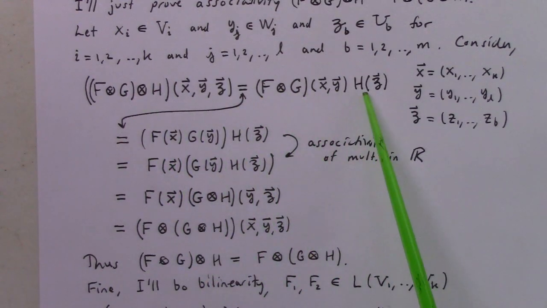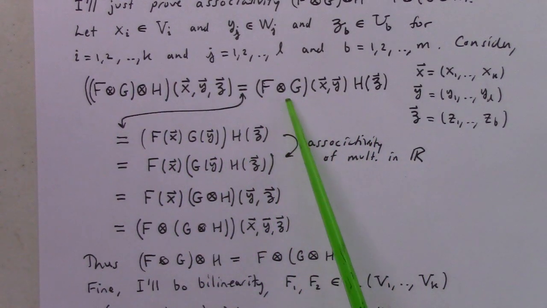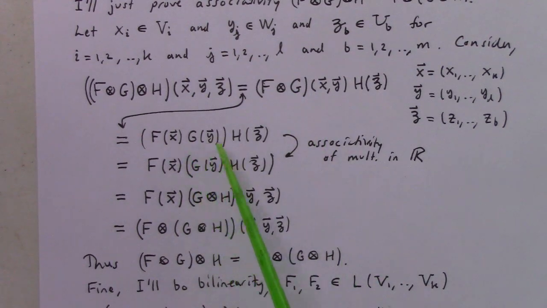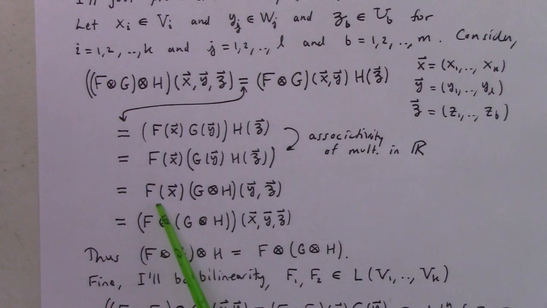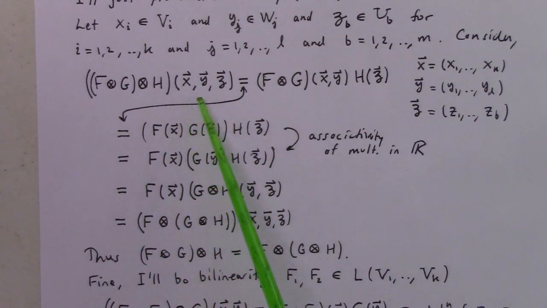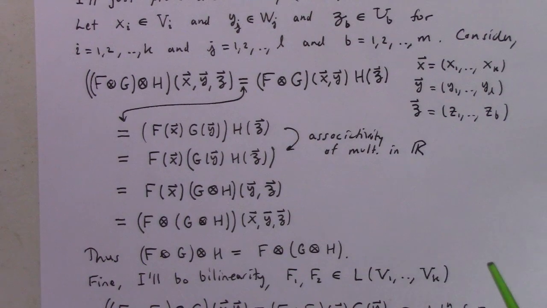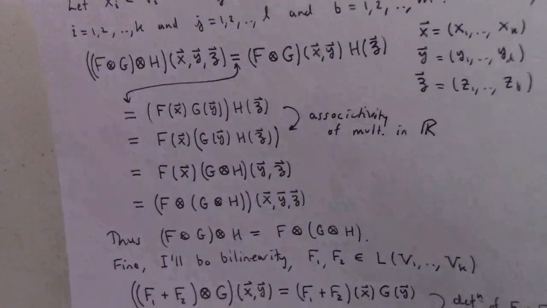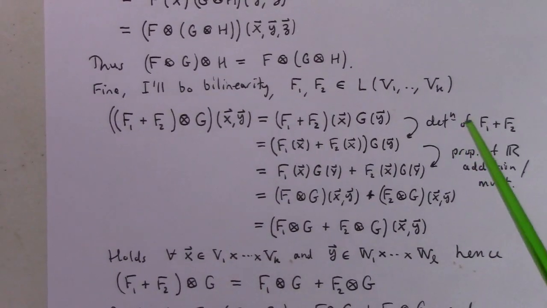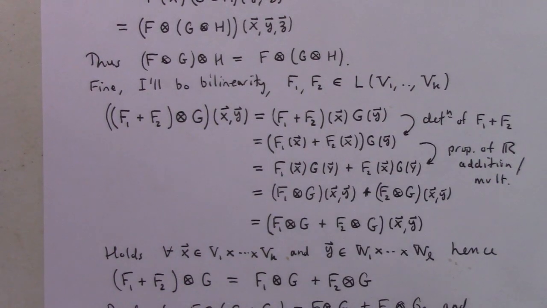So here we go. This is equal to that, and then we apply the definition of tensor product once more, which gives us this. But at that point, we can use the associativity of real multiplication to regroup things, and then regroup things back the other way, and then finally back the other way. But this holds for all inputs x, y, z, tuples of vectors. Hence, the tensor product is associative when viewed as a... here we're viewing the tensor product as something that you can do to multilinear maps.